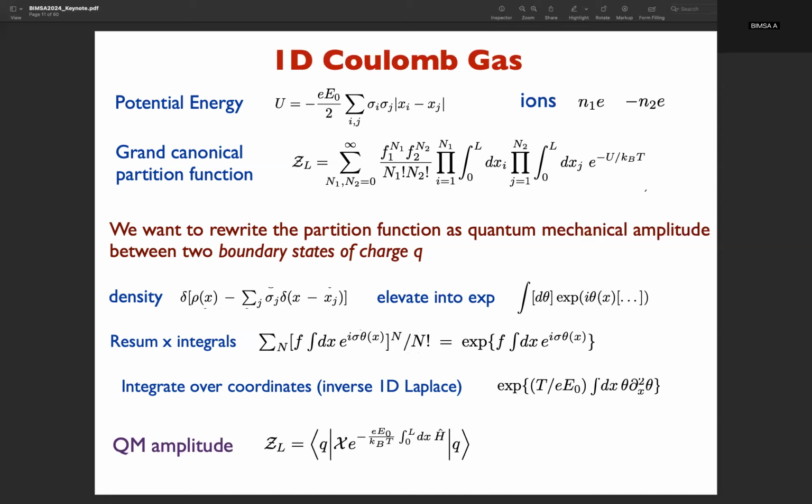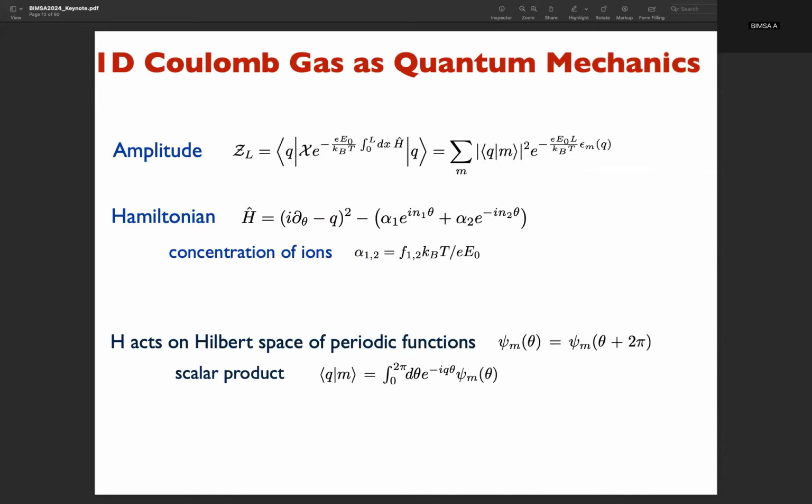Okay, and then after the dust settles, this partition function becomes an amplitude, right? So from a state which is labeled by charge density q, all to itself, and this x stands for space ordering, so ordering along the length of the channel. So it's x-ordered exponential, and you have an integral over x of a certain Hamiltonian, which I'll show you in the next slide, which looks like this, right?